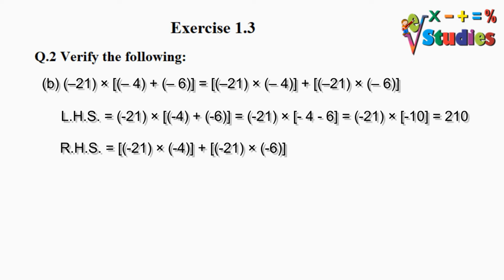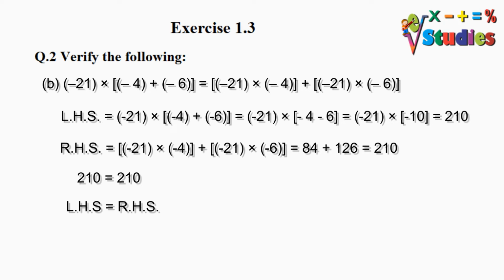Doing the right hand side now. So negative 21 multiplied by negative 4 plus negative 21 multiplied by negative 6. So multiplying negative 21 and negative 4 would give you positive 84, and multiplying negative 21 and negative 6 would give you 126. So we have both positive integers, 84 and 126. When we add them, we'll get 210. Here we have 210 on both the left and right sides. So it is proven that left hand side is equal to right hand side.